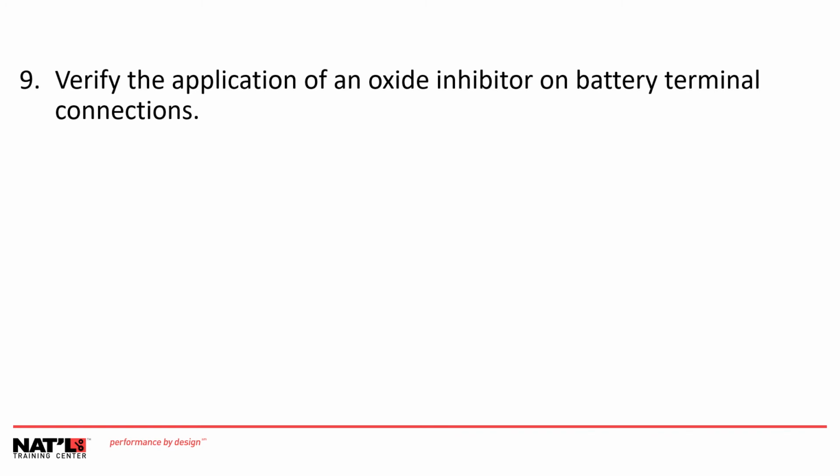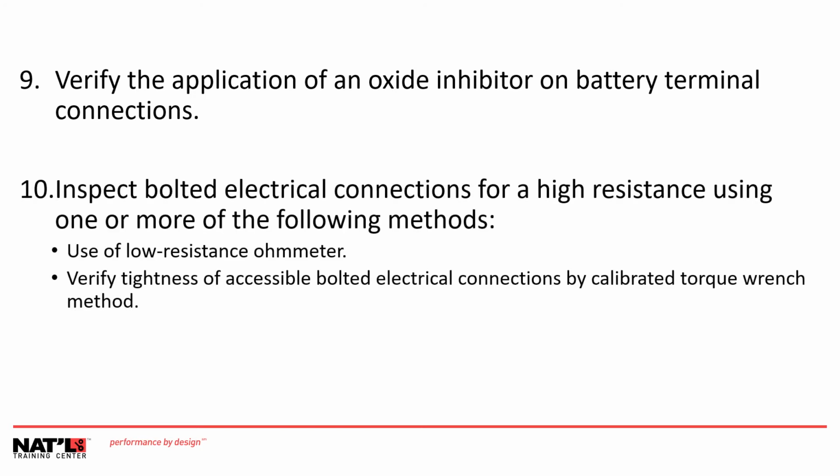Next, we need to verify the application of an oxide inhibitor on battery terminal connections. We need to inspect bolted electrical connections for high resistance using one or more of the following methods, and actually both are the best way to proceed. Use a low resistance ohm meter after you have verified the tightness of accessible bolted electrical connections by the calibrated torque wrench method. And again, the manufacturer's instructions should be referred to when we're dealing with these connections.